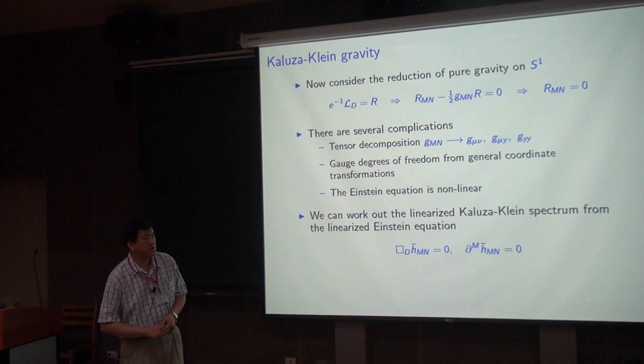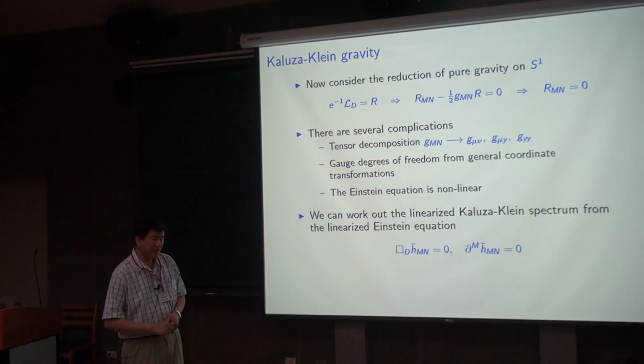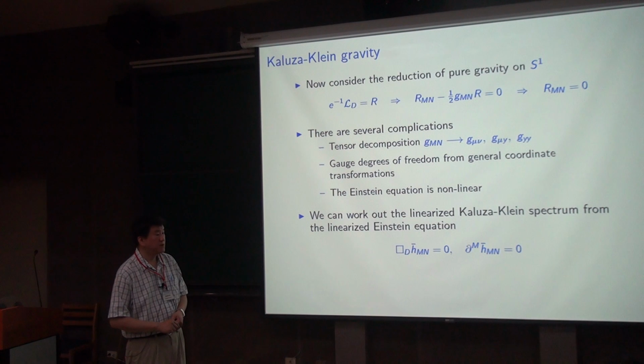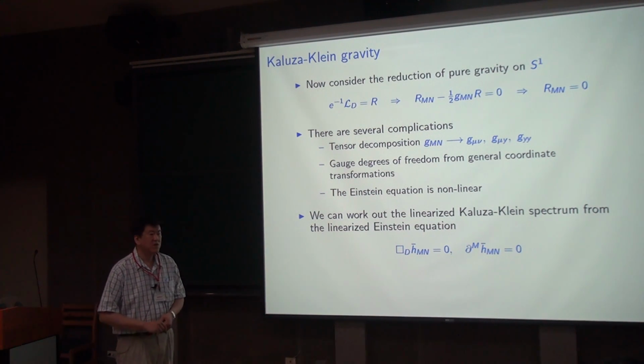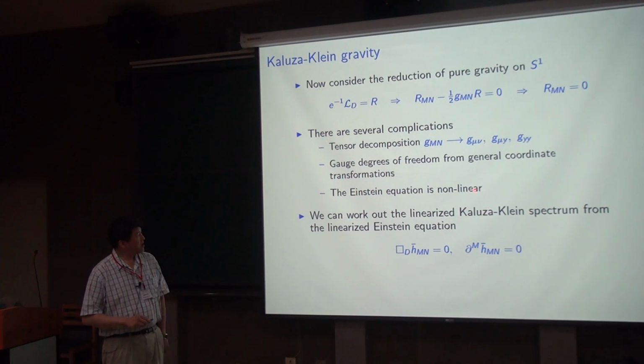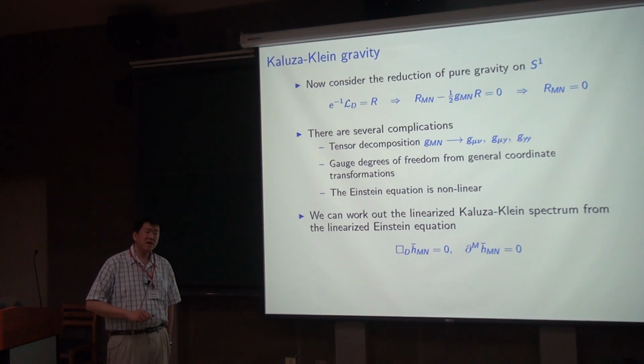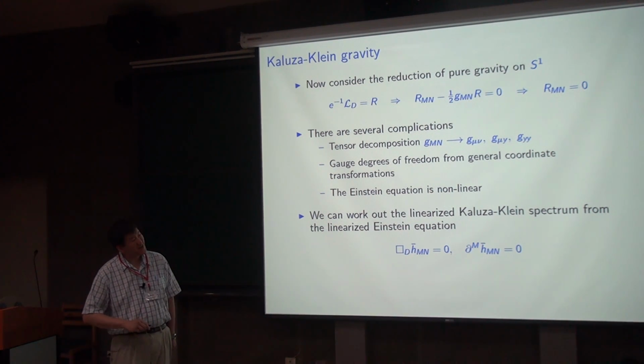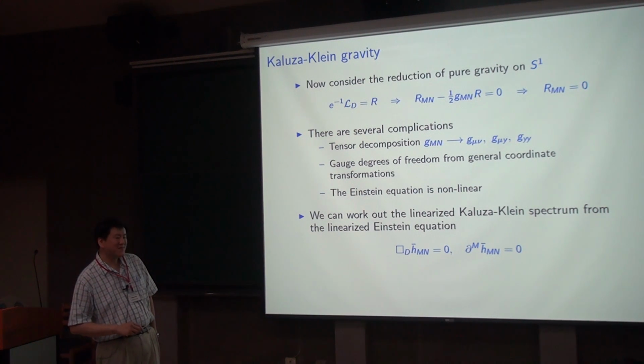T_MN is the energy momentum tensor in d dimensions. That's right. And T_mu nu is the energy momentum tensor in 4 dimensions. What about T_yy? Well, it's internal pressure or something like that. To be honest, I'm not sure exactly what I would call it in 4 dimensions. Maybe we can talk about that later.